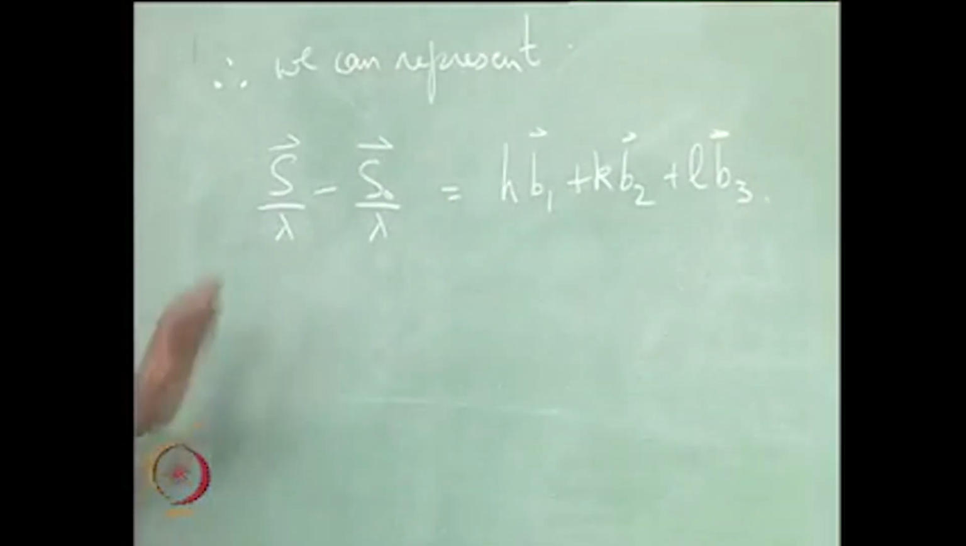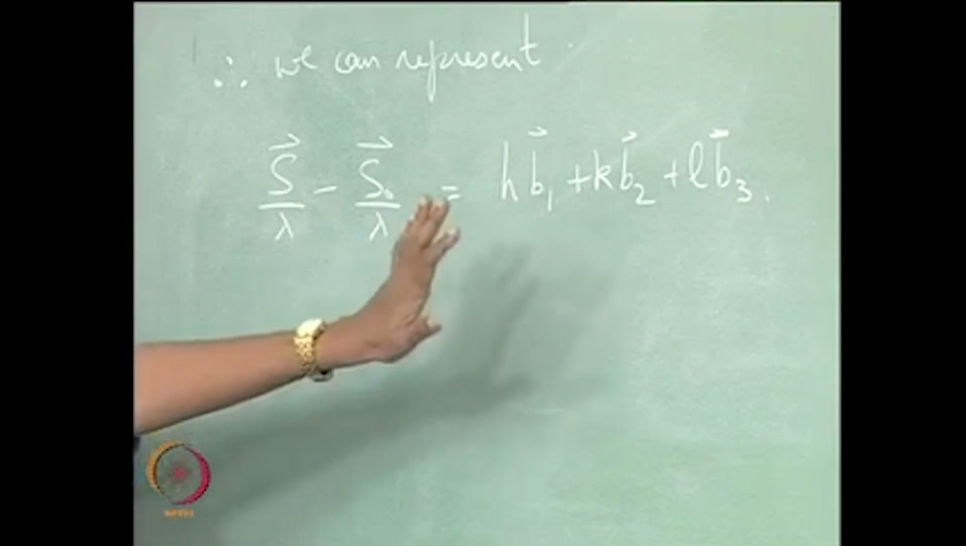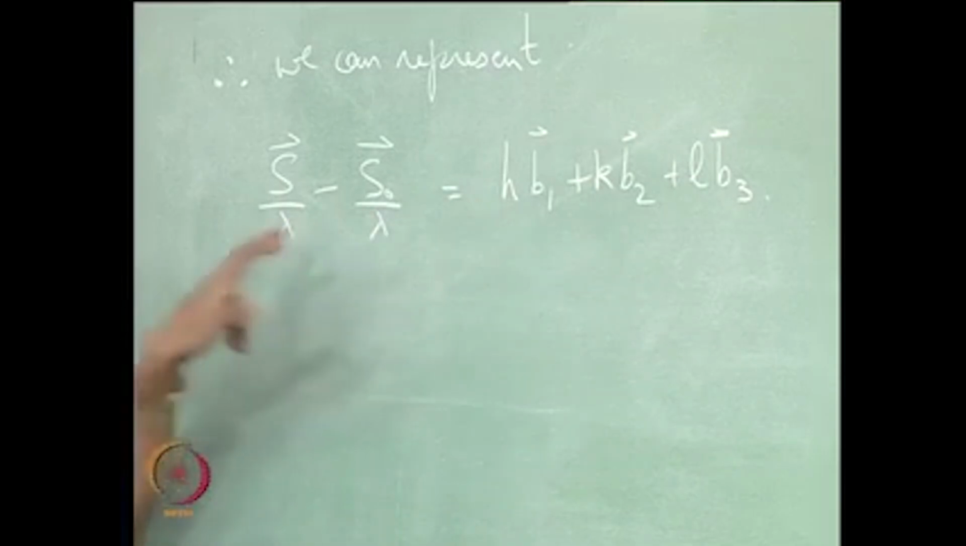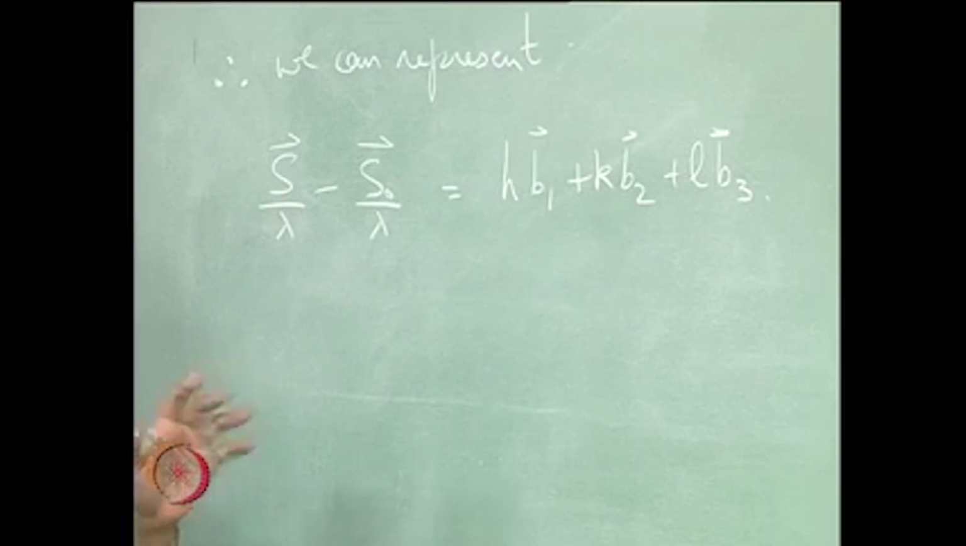So this can be represented in reciprocal space, that is all we are saying, because it has all the attributes to fit into reciprocal space. Now there is a very important point that we need to note here.